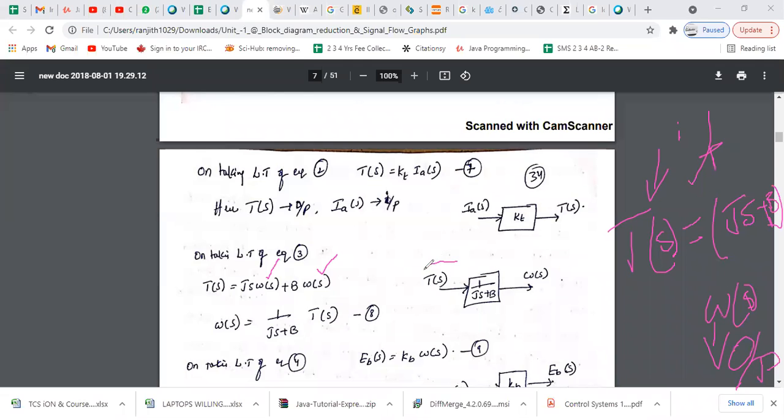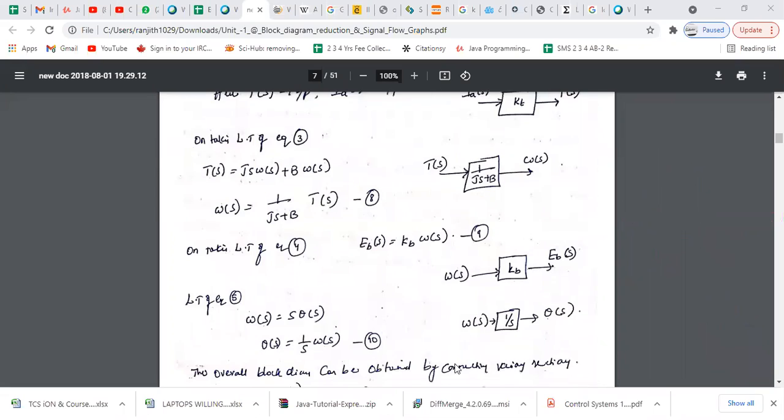What is the input to this section? T of s, which is the output of the previous section. Here Ia of s is the output of the before section, the first section. Is it clear, all of you? Yes, sir. In the first section, we have Va of s minus Eb of s as the input. Ia of s is the output. In the second section, Ia of s is the input, T of s is the output. In the third section, T of s is the input, omega of s is the output. Then coming to the next equation.